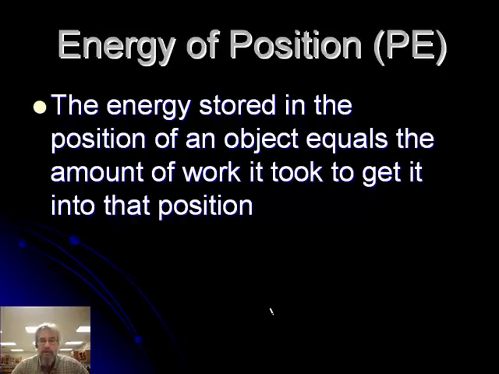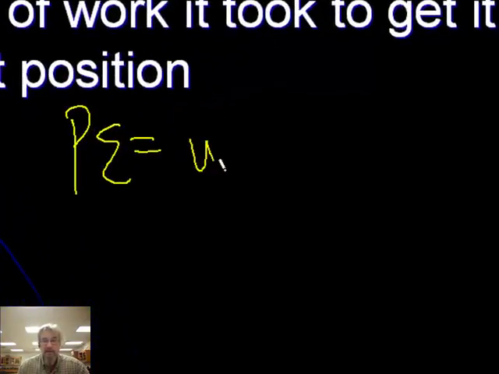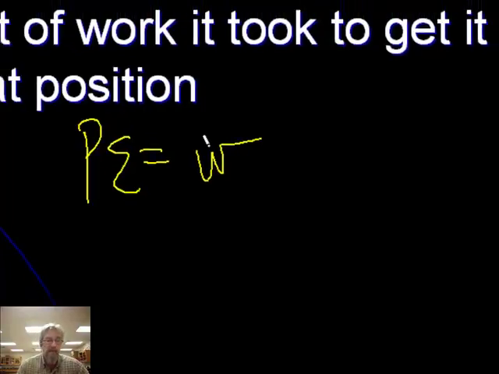The energy that's stored in the position of an object, no matter how that is done, turns out to be equal to the amount of work it took to get it to that position. So potential energy is work. They're going to have the same units. The amount of work it takes to get that object in position is the amount of energy that's stored in its position, and when that energy is released, it can do exactly that amount of work.